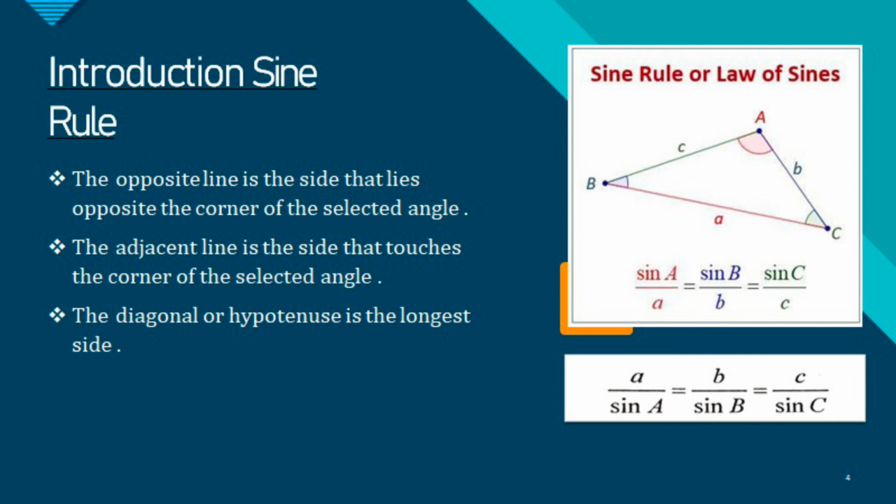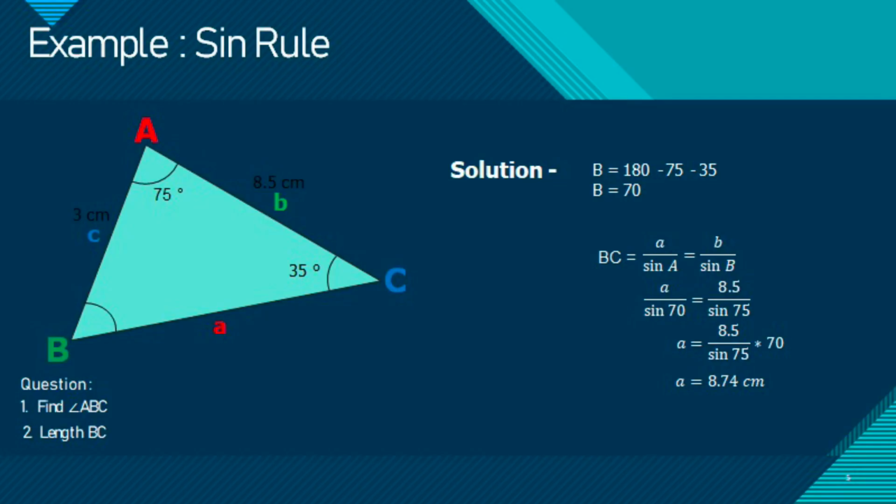She will present an example of the sine rule. Based on the diagram, the angles A and C are given, as well as the lengths from A to B and from A to C. From the information given, we need to find the value of angle B and the length from B to C. So this is how I do the solution.